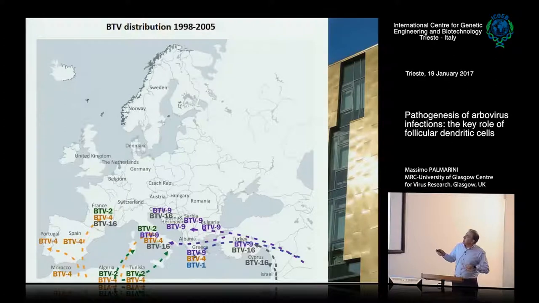And then in 1998, a few incursions started to occur. The numbers are not really that important, except that you see BTV 1, 4, 9, 16. So a variety of viruses started to enter and became endemic in southern Europe. They arrived up to France. So this is up to 2005.